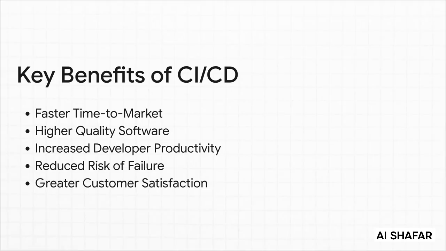And all that speed leads to these incredible benefits. Features get to users way faster. All that constant automated testing means higher quality software with way fewer bugs. Your developers get to spend their time actually writing code, not wrestling with manual deployments. And because you're releasing tiny incremental changes, the risk of a major failure just plummets. If something does go wrong, it's so much easier to pinpoint and fix it right away.